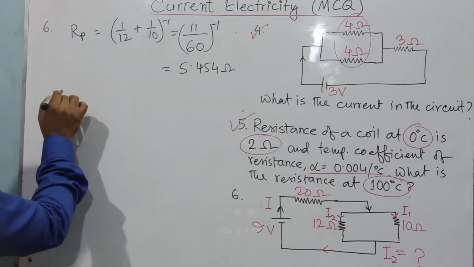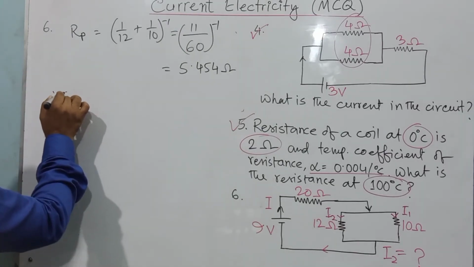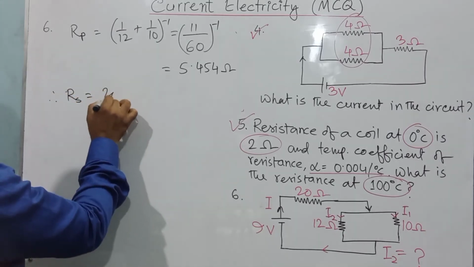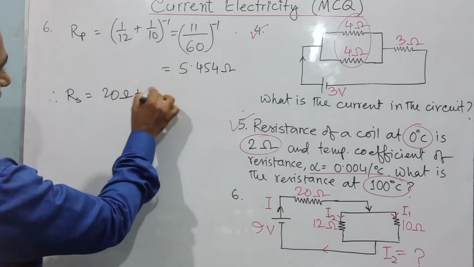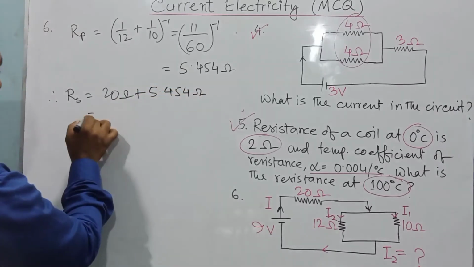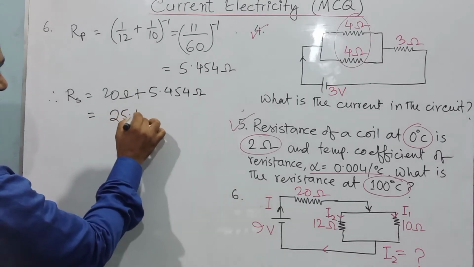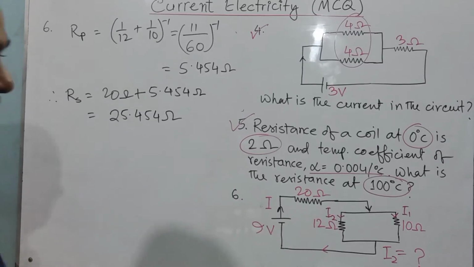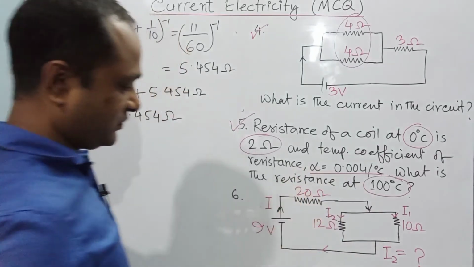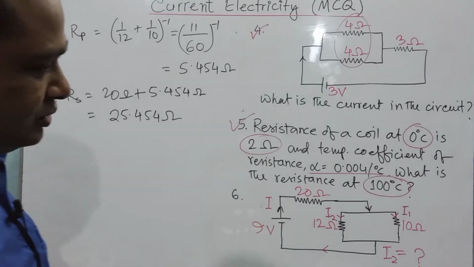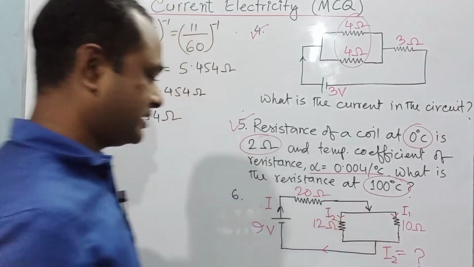Here the total resistance of the circuit, denoted by Rs, is equal to 20 ohm plus 5.454 ohm, that is 25.454 ohm. This is the equivalent resistance of this circuit. Now we have to calculate the main current, then we will be able to find the partial current.